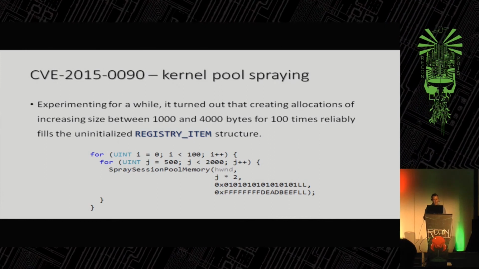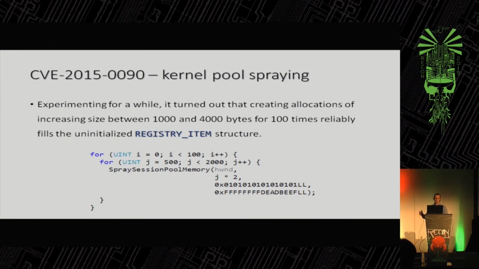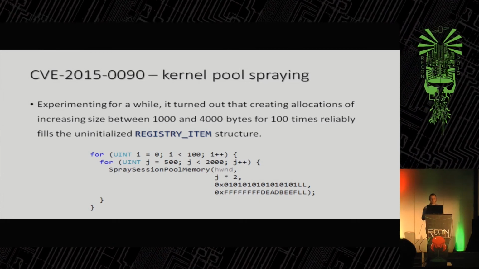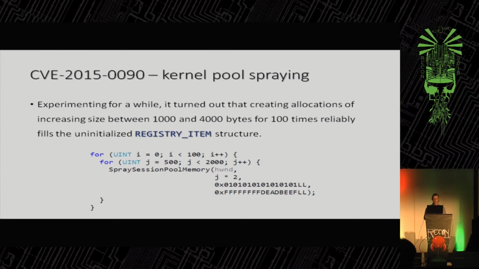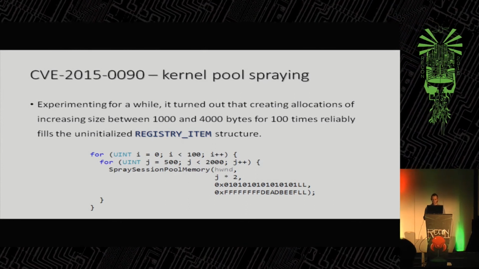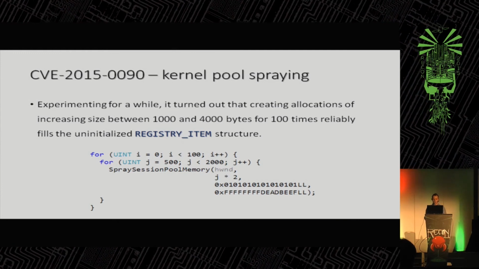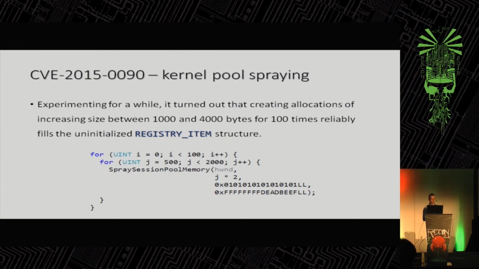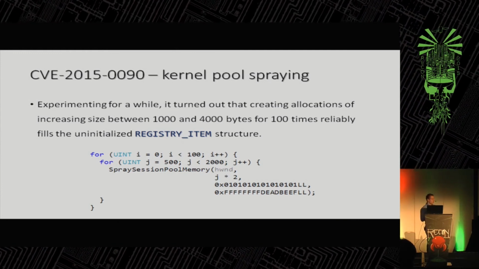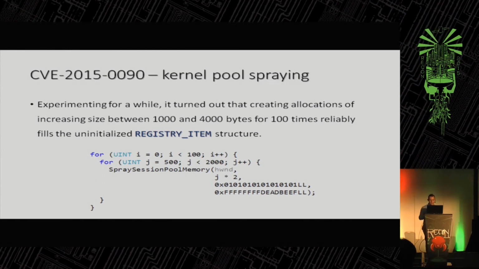And I came up with this nested loop to create allocations between 1,000 and 4,000 bytes, 100 times. On all of my test machines, the memory that we had to spray would be sprayed reliably with the data that we had to provide. In this case, it would be a 01010101 value for the size, and then an invalid kernel pointer for the data pointer.